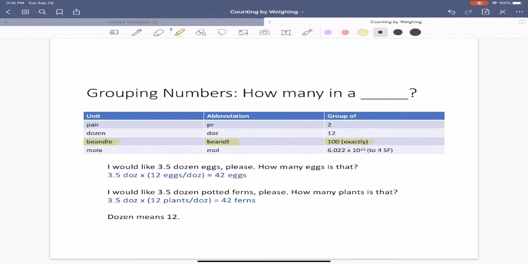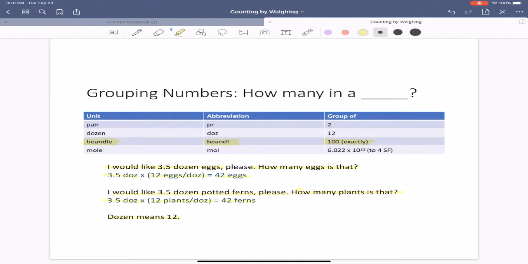Does it always have to be beans? No, it doesn't always have to be beans. Just like dozen doesn't always mean eggs. I would like 3.5 dozen eggs. How many is that? 3.5 dozen times 12 eggs per dozen is 42 eggs. But does dozen always mean eggs or cookies? Maybe I would like a dozen potted ferns, please. How many plants is that? 3.5 dozen at 12 plants per dozen is 42.